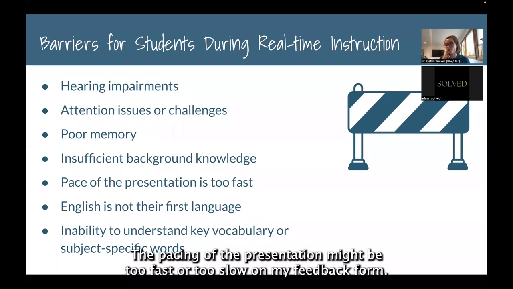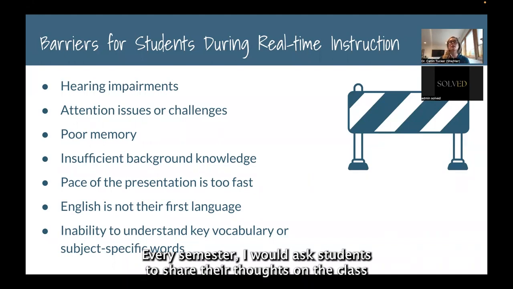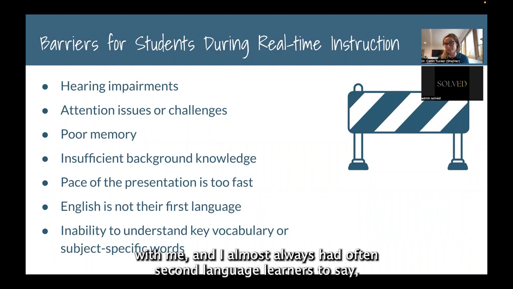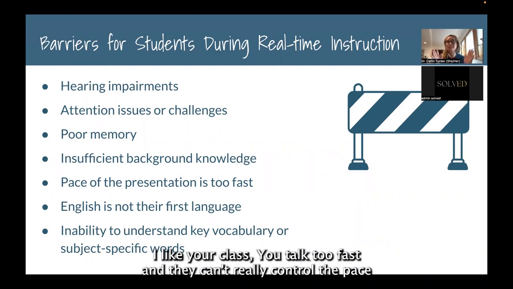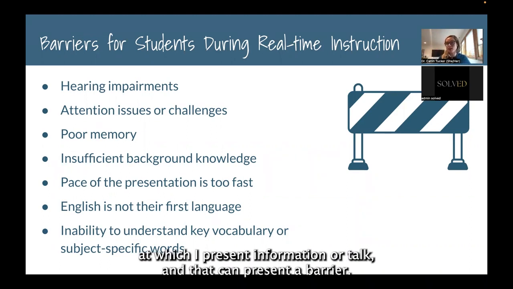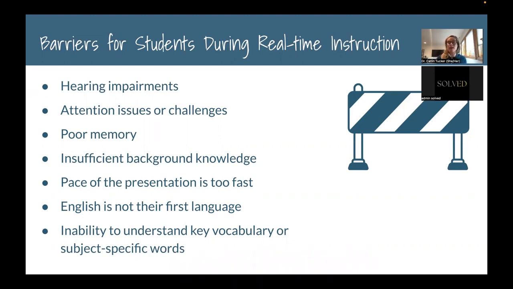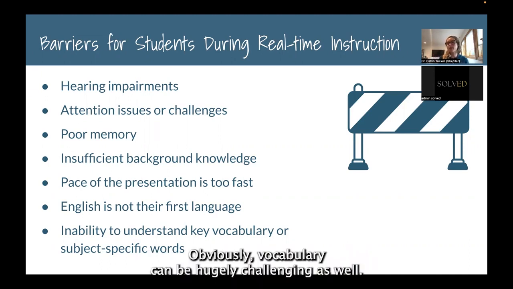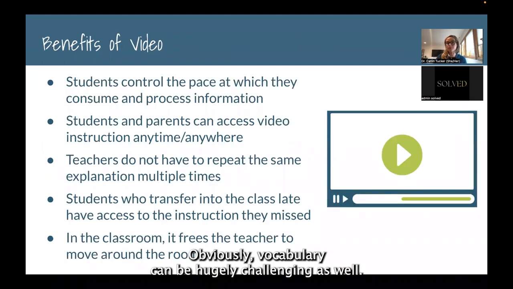On my feedback form, every semester, I would ask students to share their thoughts on the class with me. And I almost always had second language learners say, I like your class, you talk too fast. And they can't really control the pace at which I present information or talk. And that can present a barrier. Obviously, vocabulary can be hugely challenging as well.